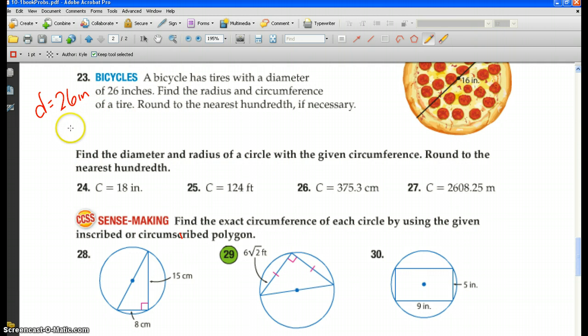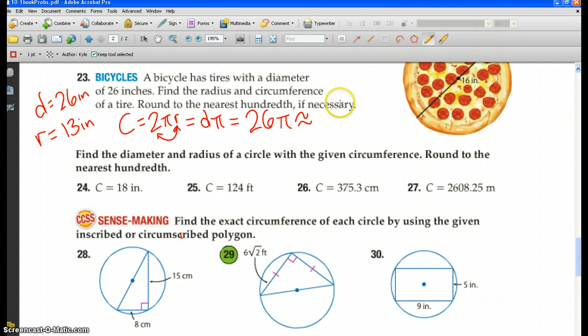So if our diameter is 26 inches, our radius is half of that, so 13 inches. Our circumference is given by the formula 2 pi r, where 2 times the radius is the diameter, so we can also write this as diameter times pi, where our diameter is 26 inches, so 26 pi would be our answer in exact form. We're going to round this to the nearest hundredth, so 26 times pi gives us approximately 81.68.